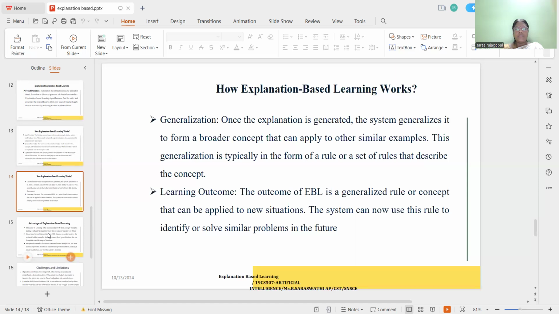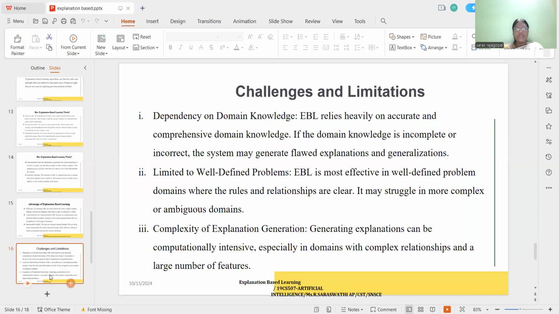Learning outcome. The outcome of EBL is a generalized rule or concept that can be applied to new situations. The system can now use this rule to identify or solve similar patterns. These are some of the challenges and limitations in EBL. It depends heavily on accurate and comprehensive domain knowledge. If the domain knowledge is incomplete or incorrect, the system may generate flawed explanations and generalizations.